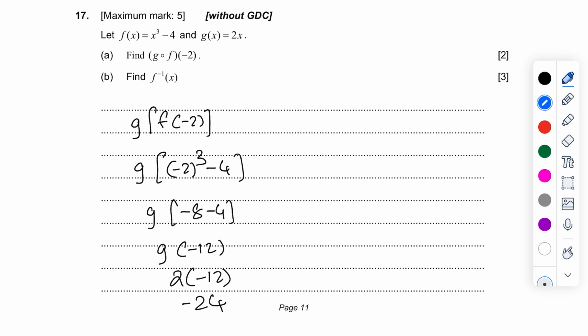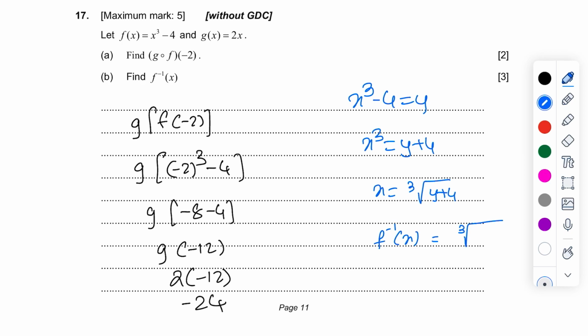f inverse of x: x cube minus 4 equals y, x cube equals y plus 4, x equals cube root of y plus 4. So f inverse of x will become cube root of x plus 4.